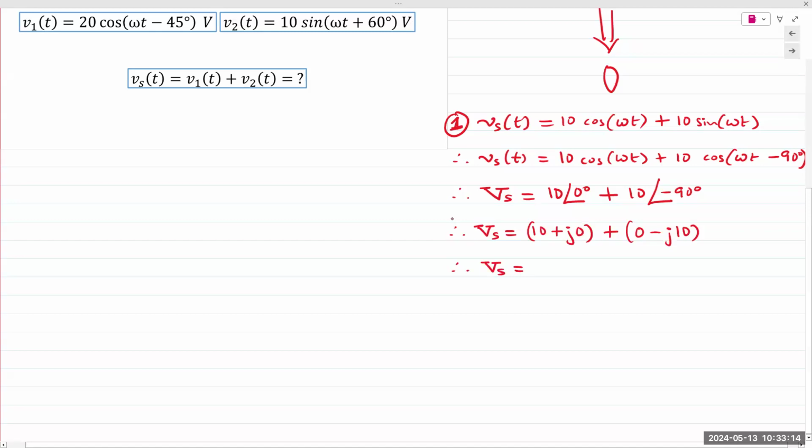Anyone with the final answer? Yes. You're talking about this one? It's 10 with an angle of 0 degrees. It's not 10 times. That's just the format that we write a vector: magnitude 10 with a phase angle of 0 degrees.